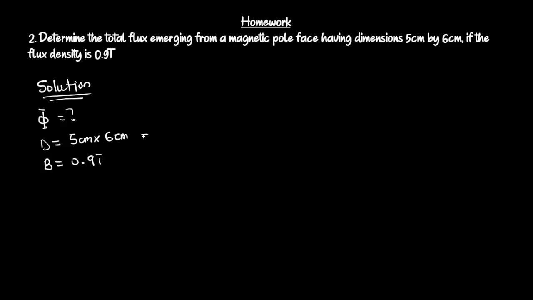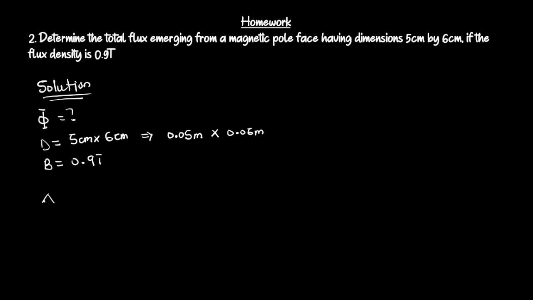So the first thing I'll do here is to change the dimension over here to meters. So 5 centimeters to meters, that would be 5 divided by 100, since from centimeter we go to decimeter to meter. So 5 divided by 100 will give me 0.05 meters, and the other will give me 0.06 meters.